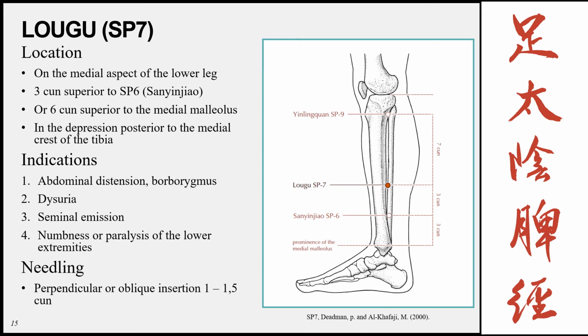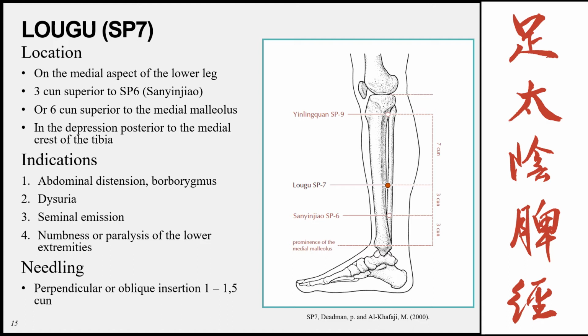The next point we're going to look at is Lou Gu, spleen 7. This point is on the medial aspect of the lower leg, 3 tsun superior to spleen 6, San Yin Jiao, or 6 tsun superior to the medial malleolus, in the depression posterior to the medial crest of the tibia.